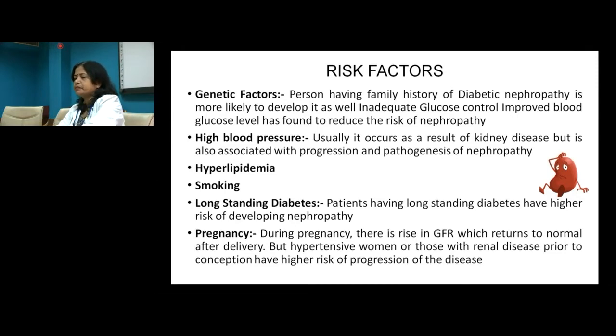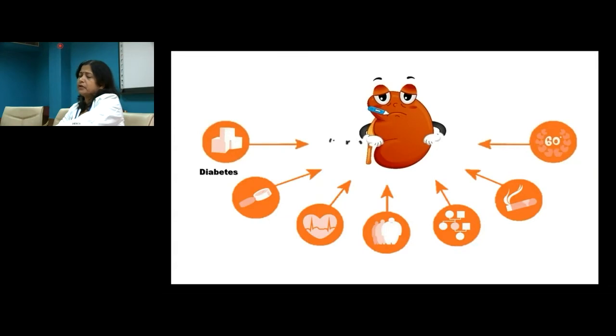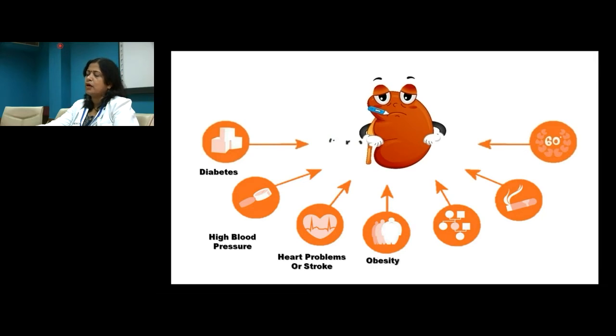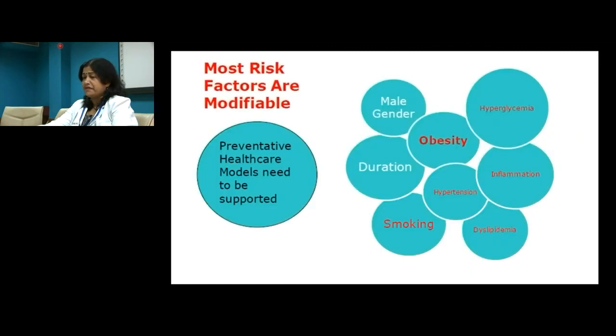These are the risk factors. Basically, they are diabetes, high blood pressure, heart problem or stroke, obesity, family history, tobacco use or smoking, or age 60 plus. Most risk factors are modifiable, which means preventive healthcare models need to be supported. These include male gender, duration, smoking, hypertension, inflammation, hyperglycemia, and obesity.